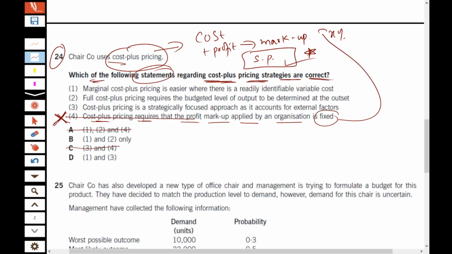Question number 4 is wrong. There is not a fixed percentage for profit. It changes according to the situation, according to the customers, according to the season as well. Okay, now find the correct option.